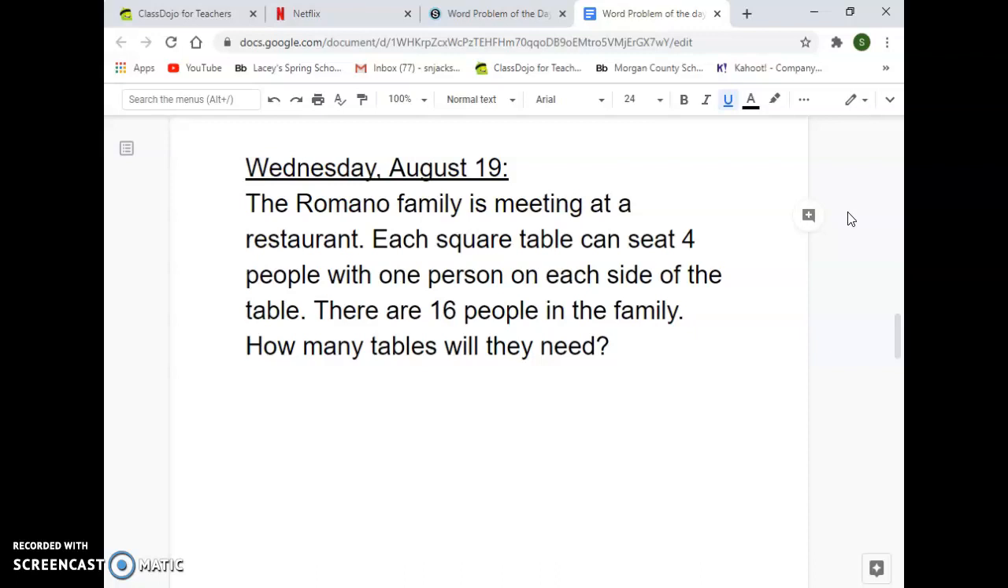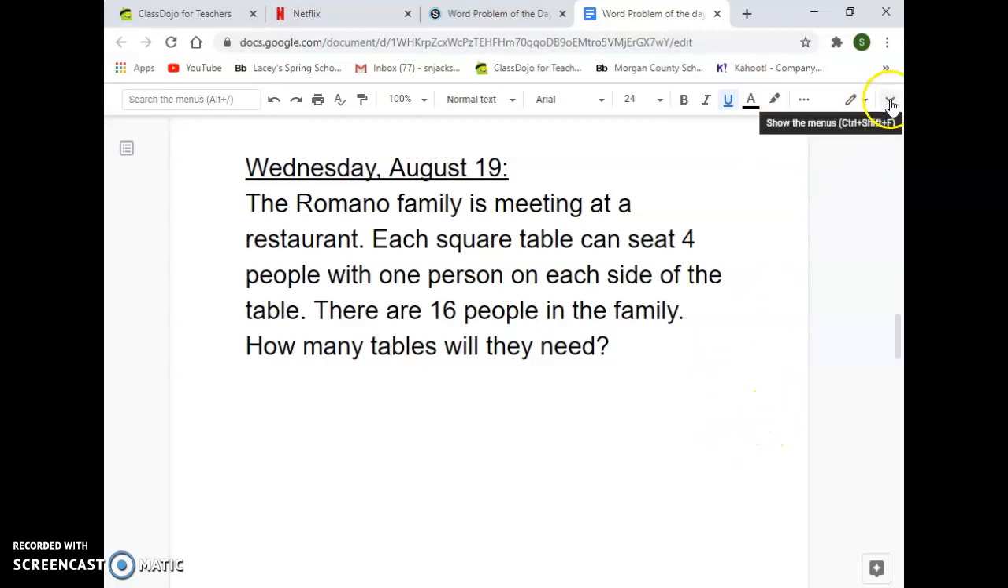So Wednesday's word problem says, the Romano family is meeting at a restaurant. Each square table can seat 4 people with 1 person on each side of the table. There are 16 people in the family. How many tables will they need?